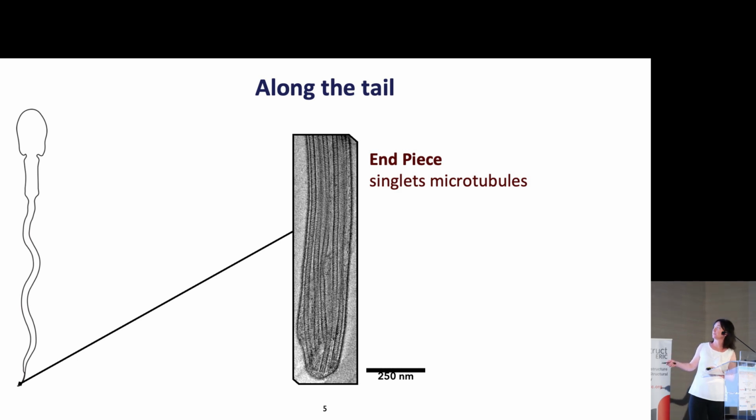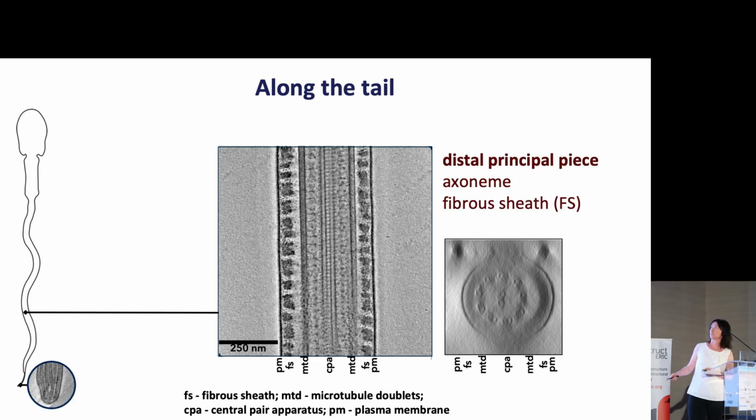This is a slice from a tomogram, and in this part of the cell you will find only singlet microtubules. And for the sharp eye in the background that knows microtubules, you can see that these microtubules actually are not empty. We'll come back to that. And this is the plasma membrane that envelops the whole cell. But we can continue with our walk, and if we get closer, this is the part of the tail that is called the principal piece, but this is more distal in the principal piece. And now the structure becomes a bit more complex.